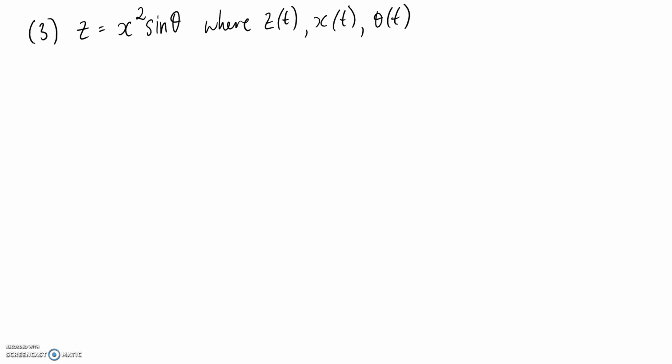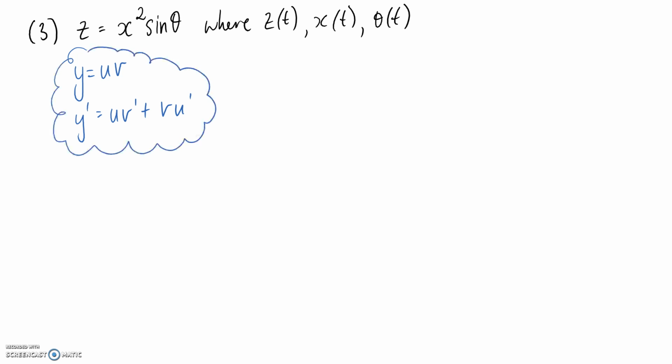So the product rule as it's normally written is that if you have y is equal to u times v, then your derivative, I'll write it as y dash, is equal to uv dash plus vu dash. Okay, so that's the product rule. And we're going to need to apply it. So, let's start with z. So we know that z is a function of time. So when we take the derivative of it, we know that it's going to be dz on dt, or you can write that as z dot.